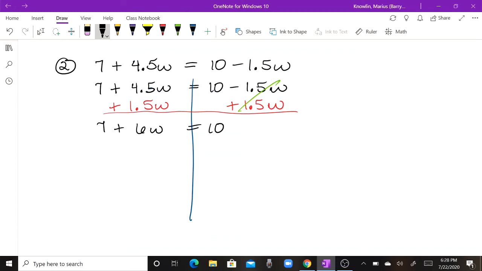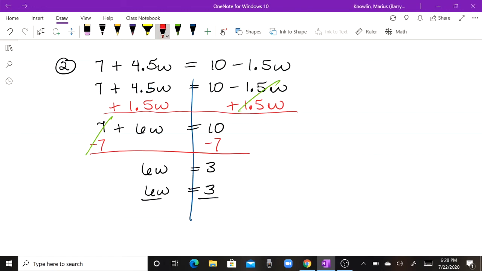Now we can combine our constants. That means we need to subtract 7 from both sides. Those 7s disappear, and now we're left with 6w equals 3. And the last thing we're going to show is that we're dividing both sides by 6, which tells us that w is going to equal 1/2. And there is number 2.